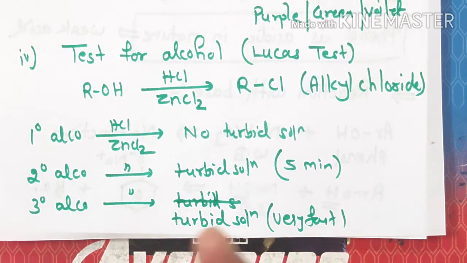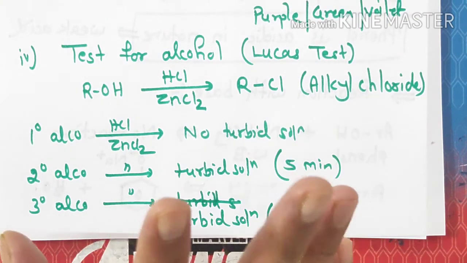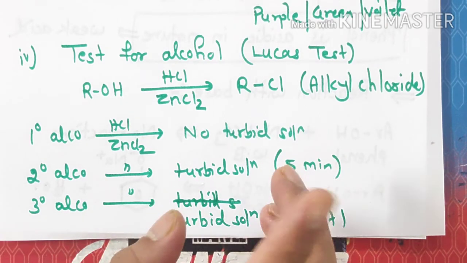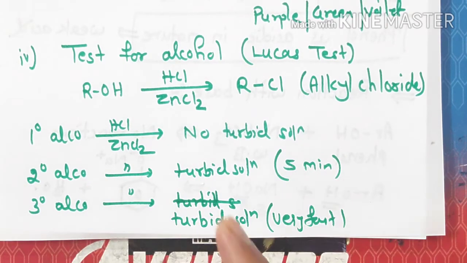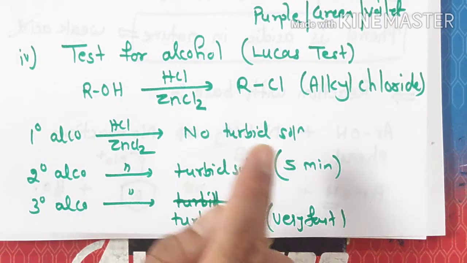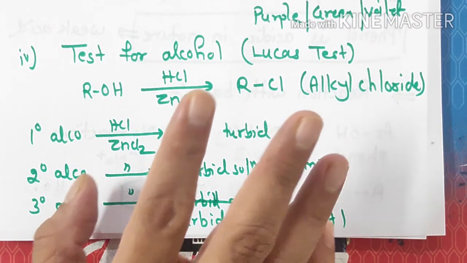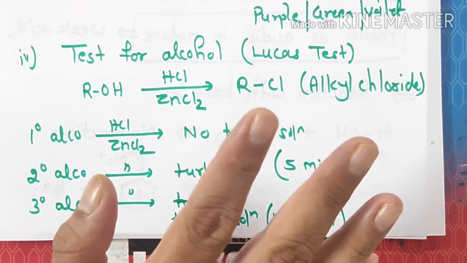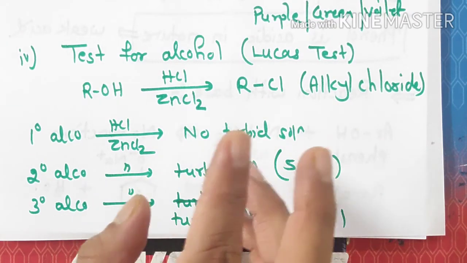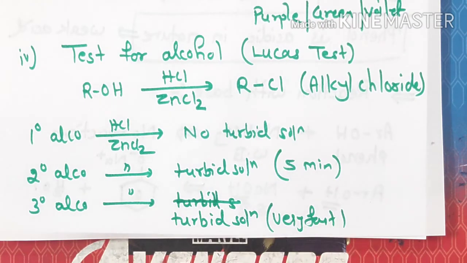Again I'm saying, suppose you give me some solution and ask me to find whether it is 1 degree, 2 degree or 3 degree alcohol. I'm going to add the Lucas reagent, and suppose turbidity is not formed at all even after 10 or 15 minutes, I will report it as a 1 degree alcohol. But if turbidity is obtained after 5 minutes of adding Lucas reagent, I will report it is a 2 degree alcohol. But if it is obtained instantly after adding, I will report it is 3 degree alcohol. So that was the Lucas test.